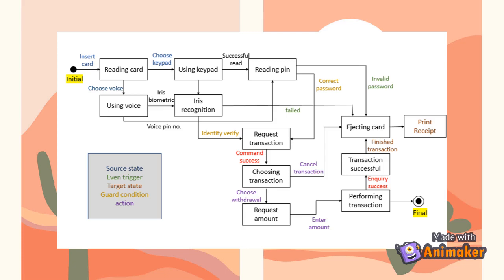Referring to the state transition diagram, insert card, choose voice and choose keypad are source states. The event trigger is when the user keys in an invalid password or the iris is unrecognized. Next, the guard condition, which is that the user identity is verified and the user keys in the correct password. The action is when the user chooses withdrawal, enters the amount, and cancels the transaction. And lastly is the target.